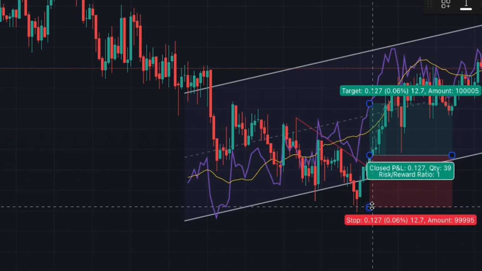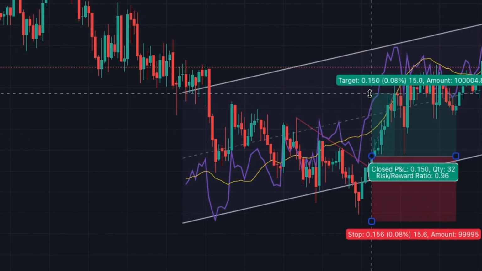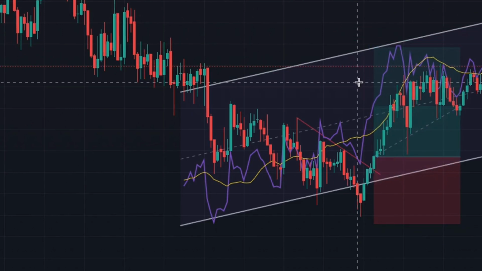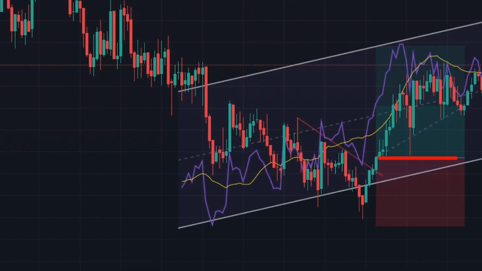That's your signal. You enter at the close of that second candle. Place your stop loss just below the breakout candle or the recent swing low. Your target can be the upper regression band, or you can trail your stop if the trend continues strongly.